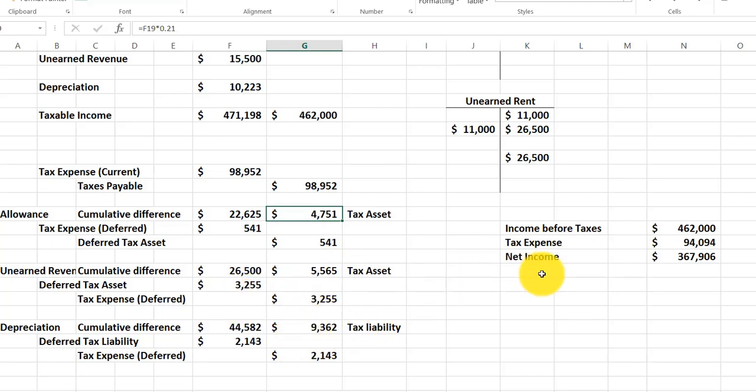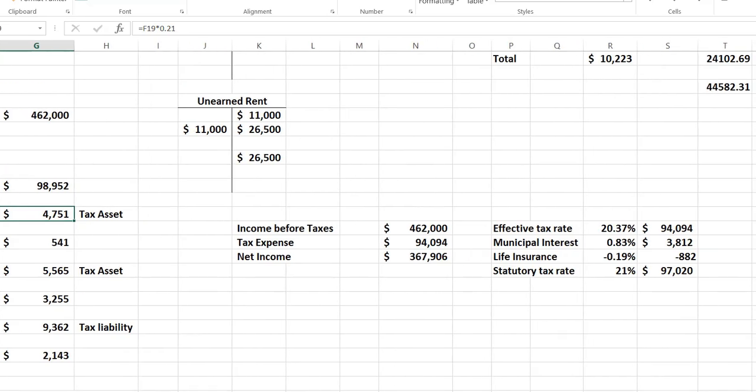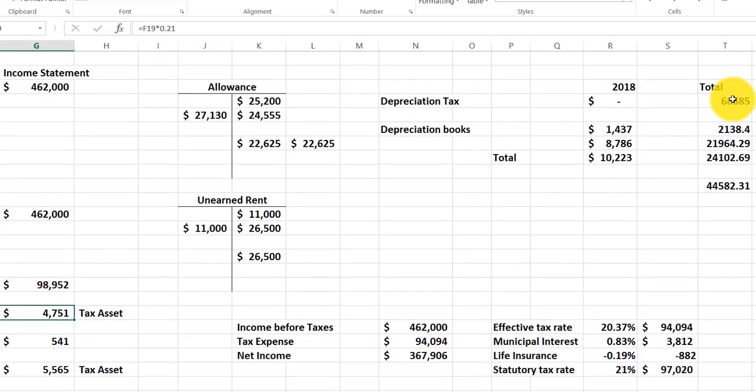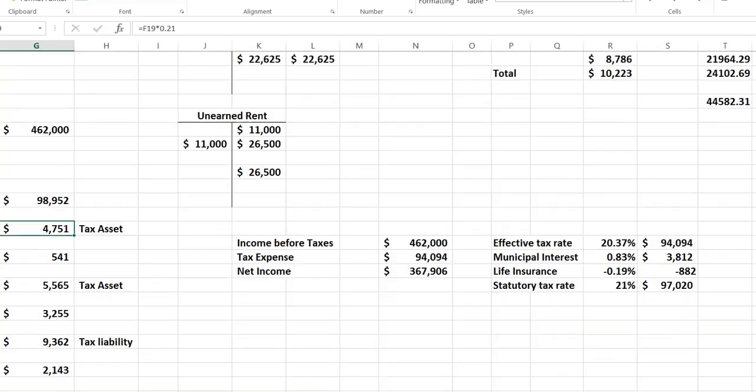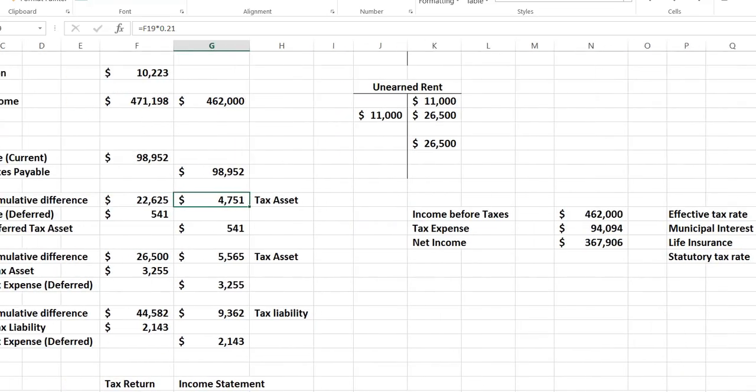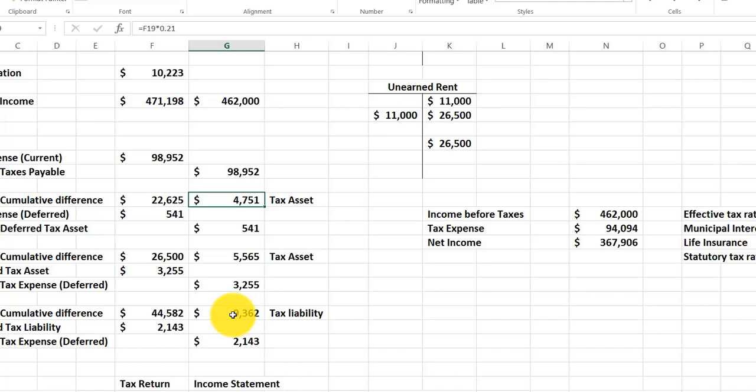And then we talk about our depreciation, cumulative difference in depreciation. With total depreciation for tax purposes so far over the 3 years, 68,685, and on the income statement 24. So your cumulative difference is 44,582. That means our liability should be 93,62, 21% of that. And our old one was higher than that, so we're going to debit the liability.